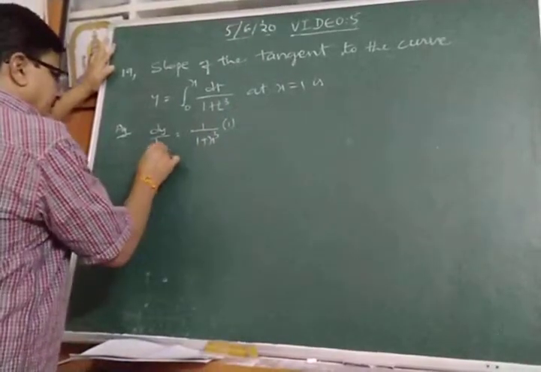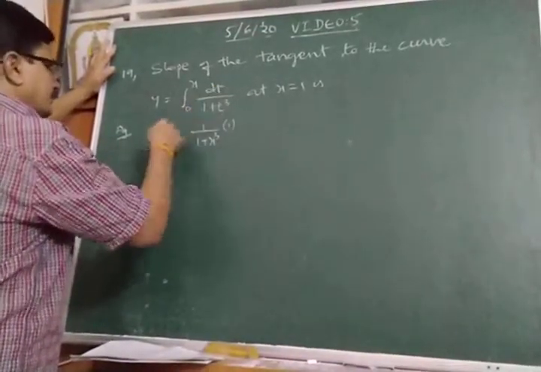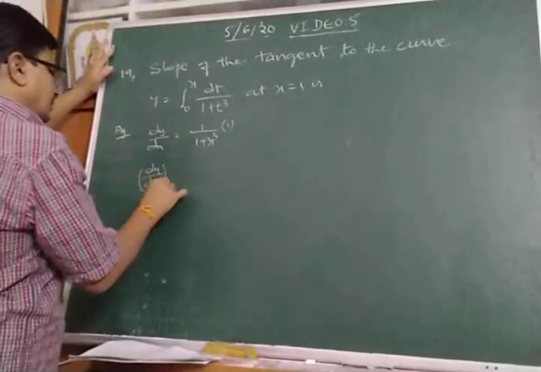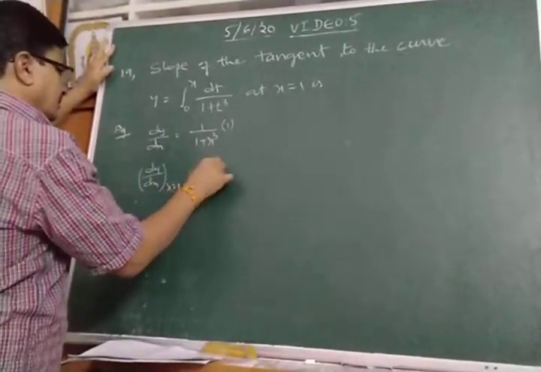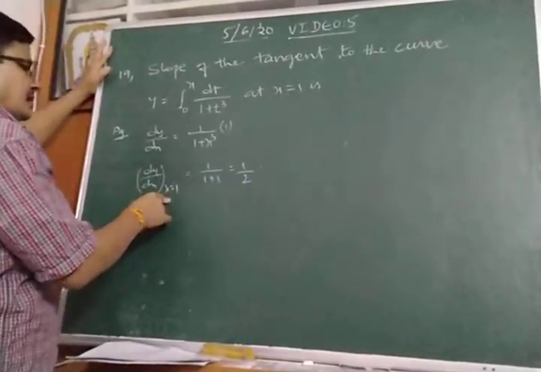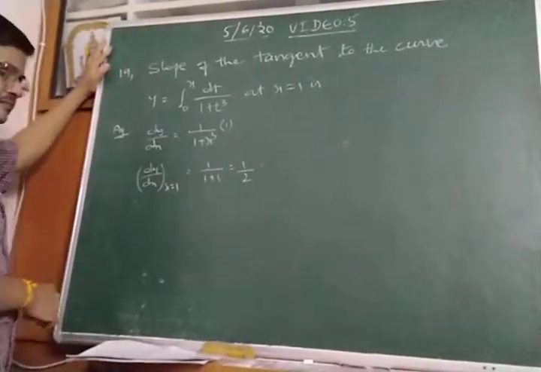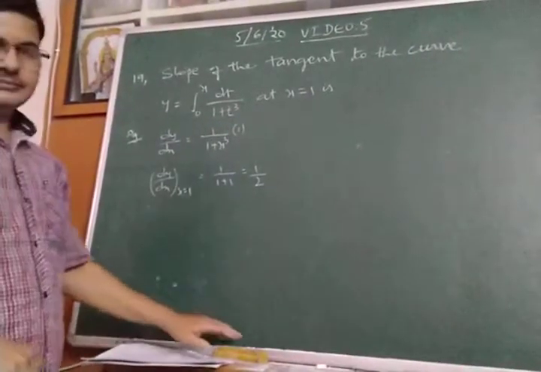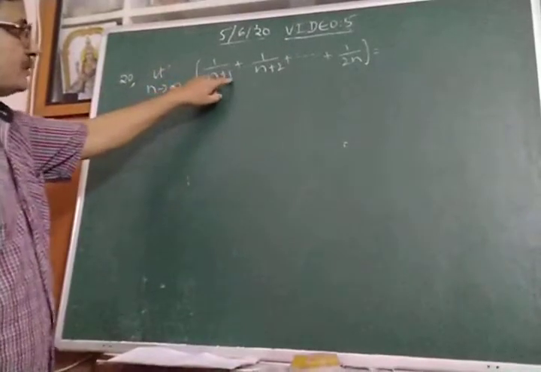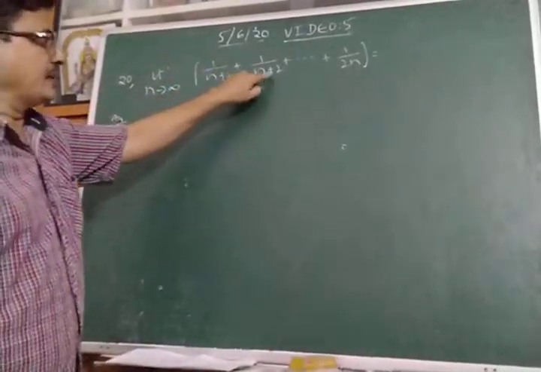Okay, this is the slope of the tangent to the curve at the point x is equal to 1. So that is equal to 1 by 1 plus 1 is equal to 1 by 2. Slope of the curve at x is equal to 1 is 1 by 2. That is the answer.